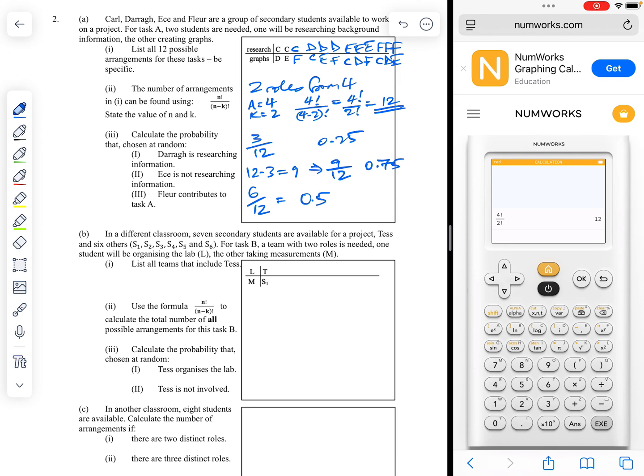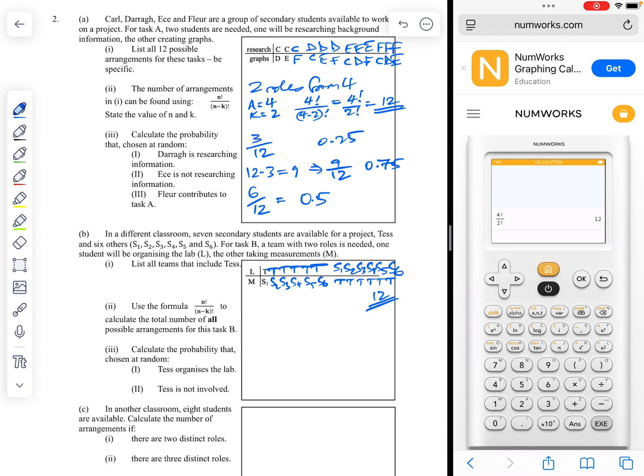So Tess could be the lab person and the measurement person could be student 1, student 2, student 3, student 4, student 5 or student 6. Or it could be that Tess is the person doing the measuring because she's involved in this team, and then student 1, student 2, student 3, student 4, student 5 and student 6. Here we have 12 possible teams that Tess is involved in.